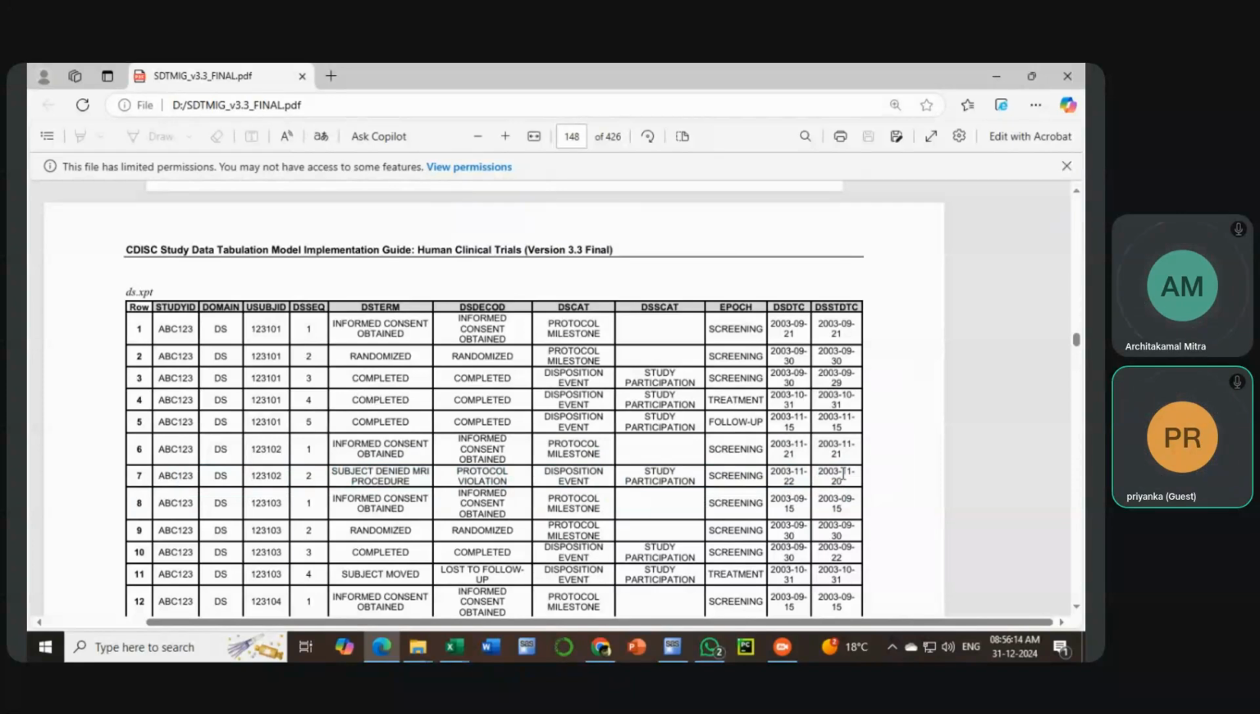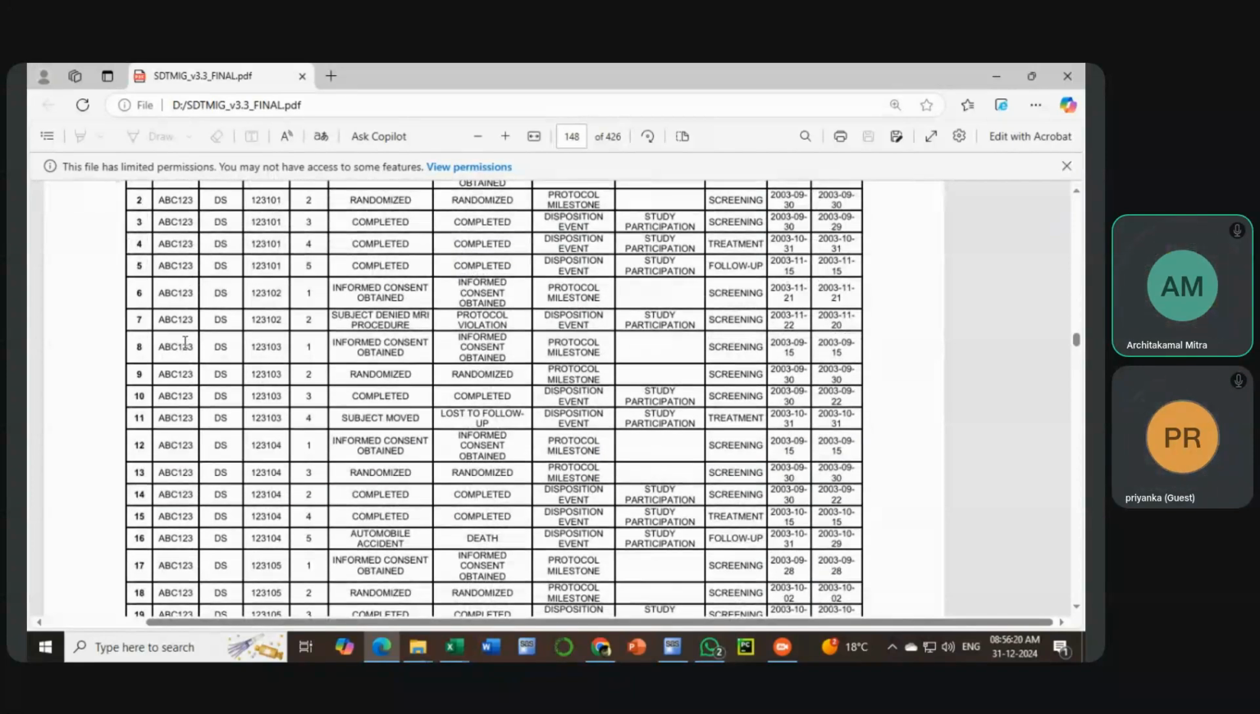Okay. So that is the concept. Again, if you see 89102 103, this person has informed consent, perfect screening, randomization is complete, screening, disposition event screening is completed. Then during treatment, this person is lost to follow up. The patient went somewhere else.